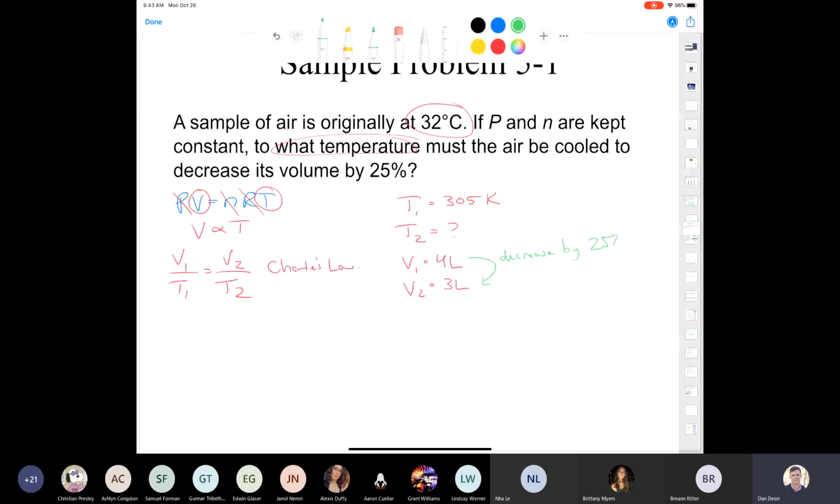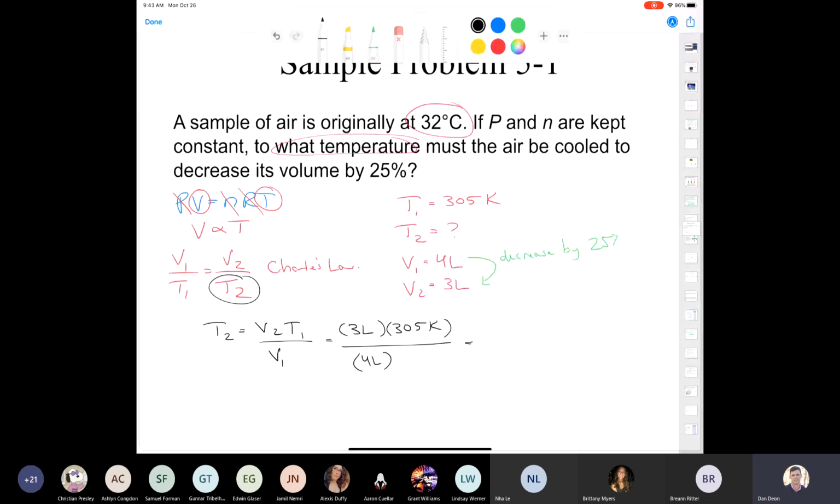Well, let's take this formula, Charles' law, and let's solve it for T2. And we get that T2 is equal to V2 times T1 divided by V1. Now we're just going to plug in some numbers. We have our 3 liters. We have our initial temperature, which is 305 Kelvin. And then we're dividing that by our initial volume, which was 4 liters, like that.